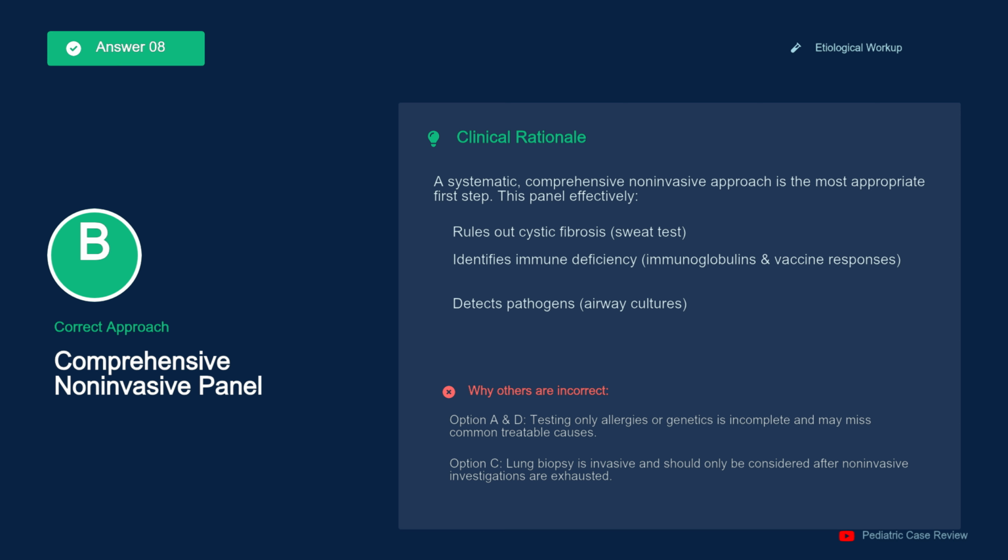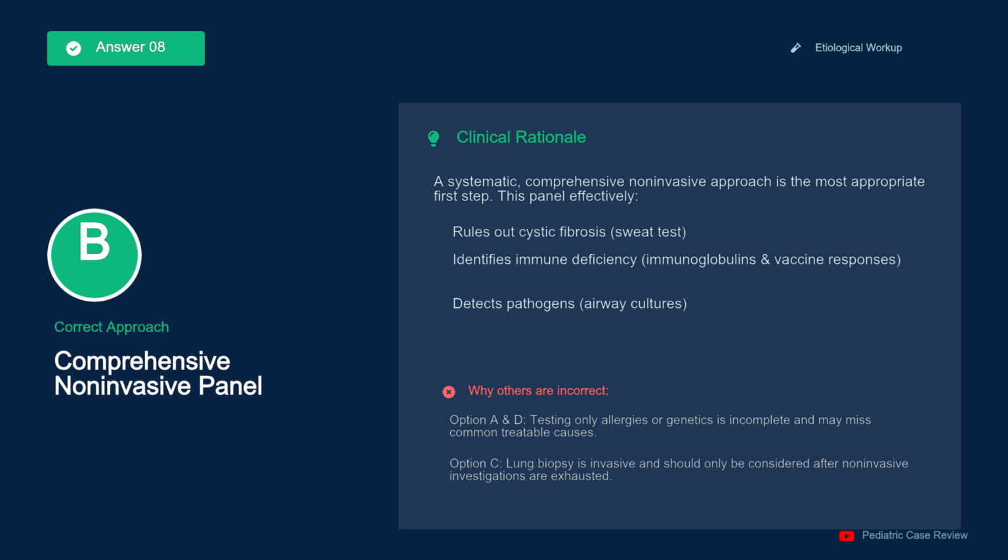This panel systematically rules out cystic fibrosis with sweat chloride testing, identifies immune deficiency with immunoglobulin levels and specific antibody responses to vaccines, and identifies causative pathogens through airway cultures. This approach is evidence-based and cost-effective. Options A, C, and D are incomplete, too invasive, or premature.